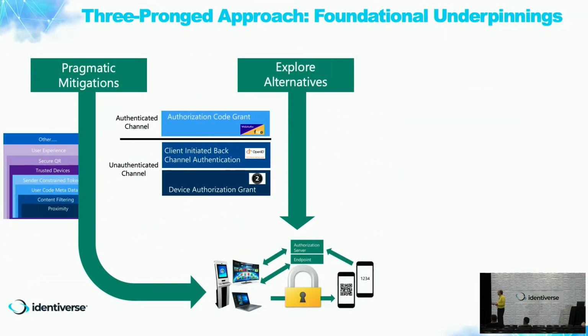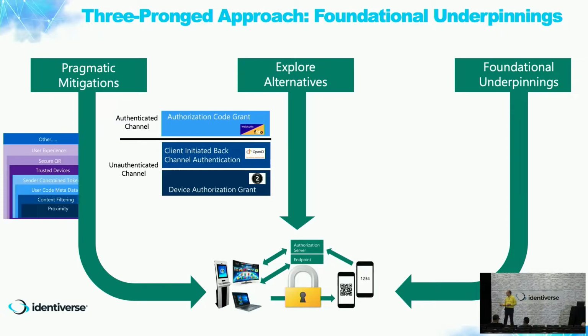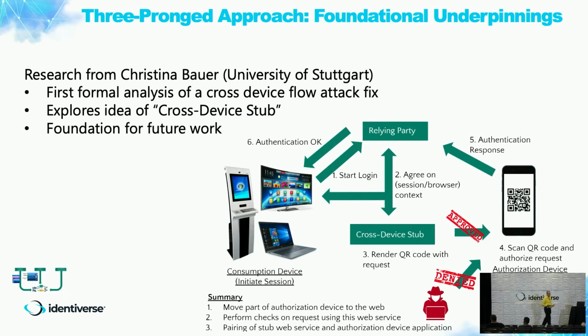The final one is around the foundational underpinnings. So I'm going to briefly talk about work that was done by Christina Bauer at the University of Stuttgart. She started performing some initial formal analysis of a cross-device flow fix. And the idea in this is that the display and consumption of that QR code can actually be moved onto a separate stub, in a different destination. And that is sort of another step in the right direction.